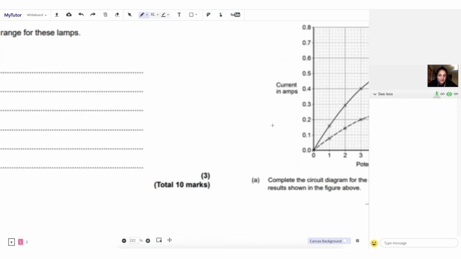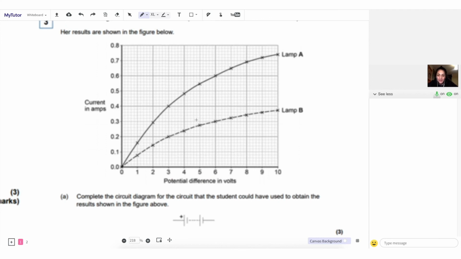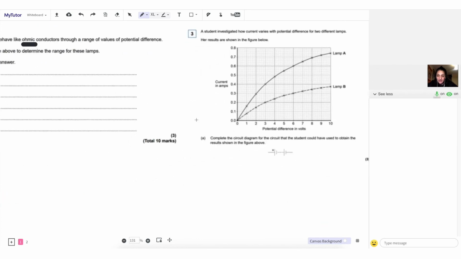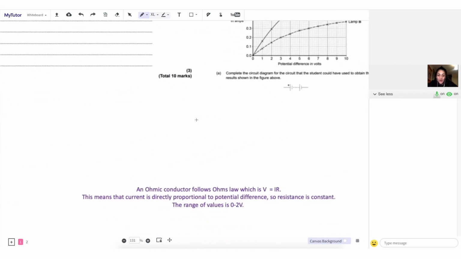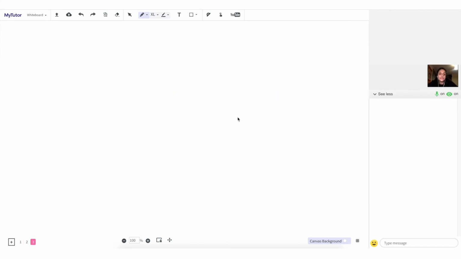If we zoom in, we can see that between 0 and 2 volts, the graph is pretty much a straight line. Because it's a straight line, we know that it is following Ohm's law, which is V equals IR. The resistance is constant, and the range of values in which it follows Ohm's law and behaves as an ohmic conductor is between 0 and 2 volts. Anywhere outside that region, it is a non-ohmic conductor, does not follow Ohm's law, and the resistance is not constant.